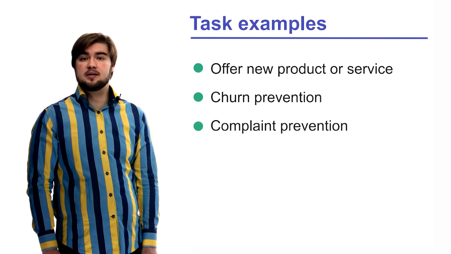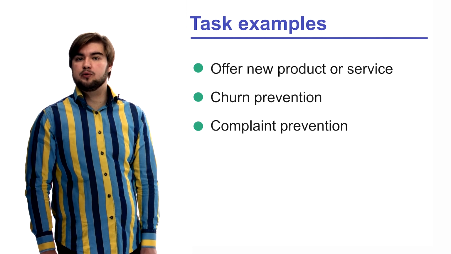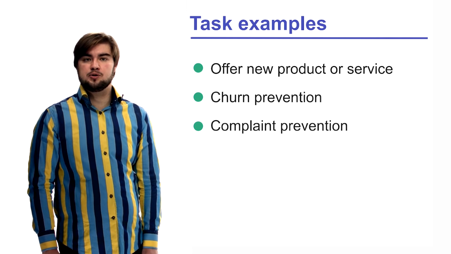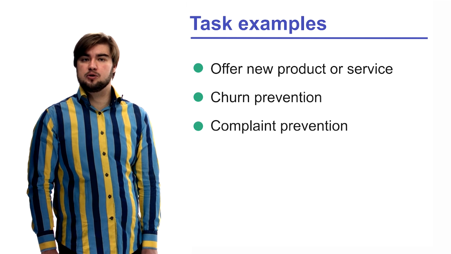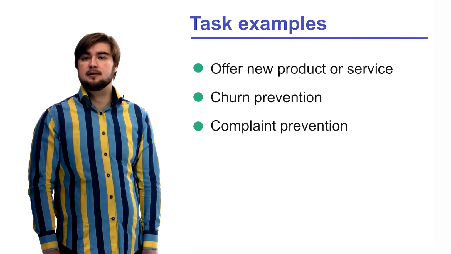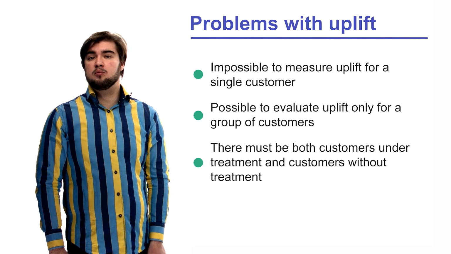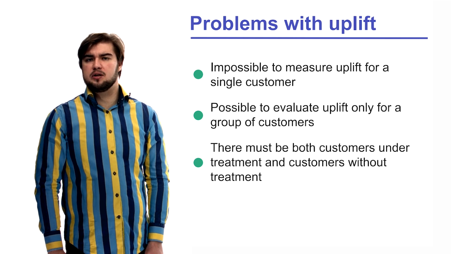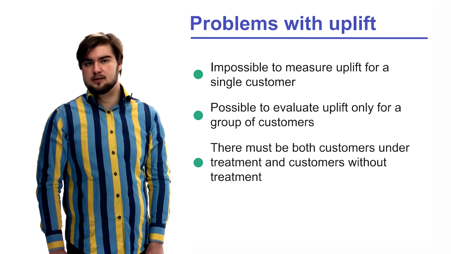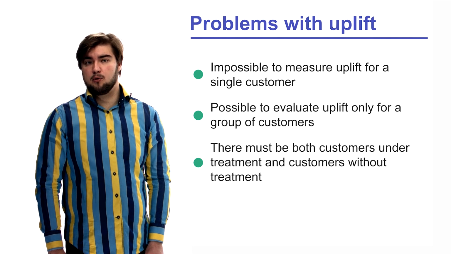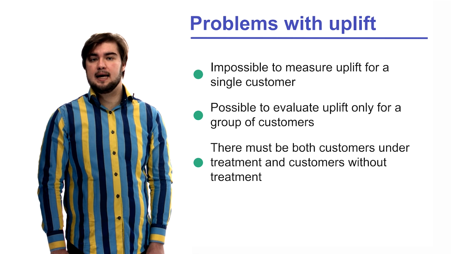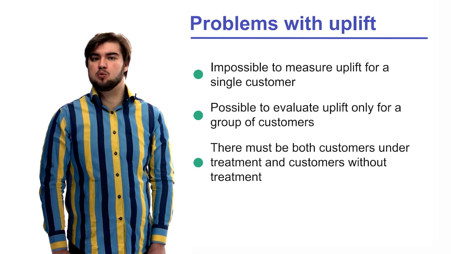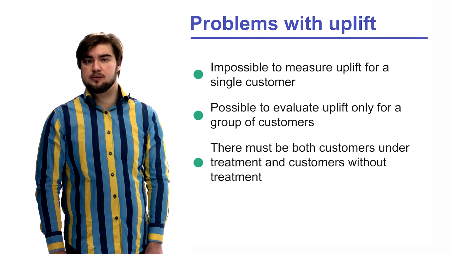As we have already discussed, Uplift modeling may be useful for offering a new product or service, but it can also be used to prevent customer churn and complaints. The main problem of Uplift modeling is that we can't get the Uplift value for a single client. Indeed, we cannot both interact and not interact with the client at the same time. Therefore, we can evaluate the effect of treatment only on a group of clients, and it should include both those with and without the treatment.